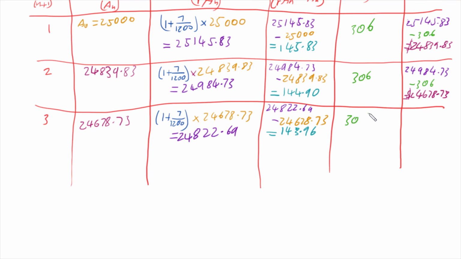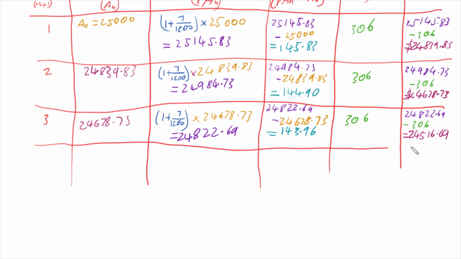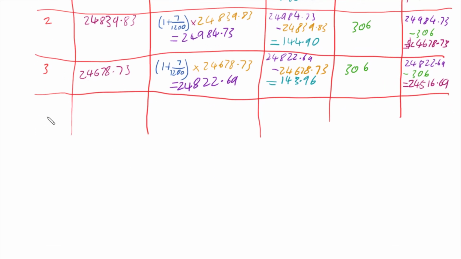But we're going to pay a repayment of $306. And so that way we've got our 24,822.69 minus off that repayment. And that's going to give us, at the end of our third month, we still have $24,516.69 owing. So finally doing the 4th month, we have month number 4.